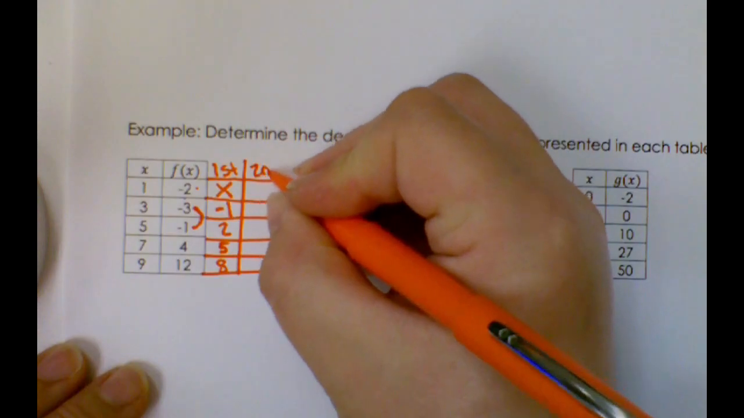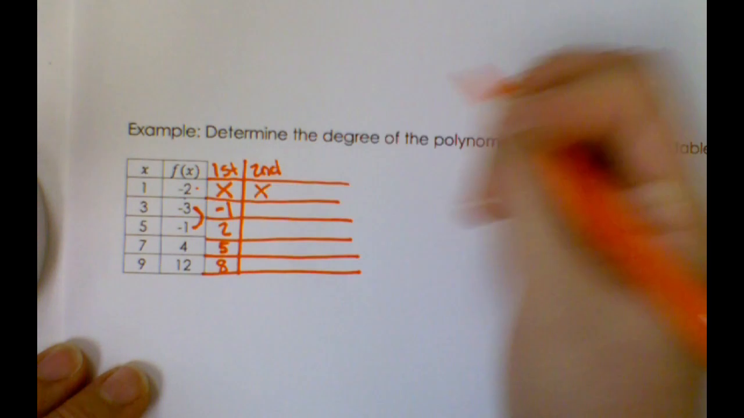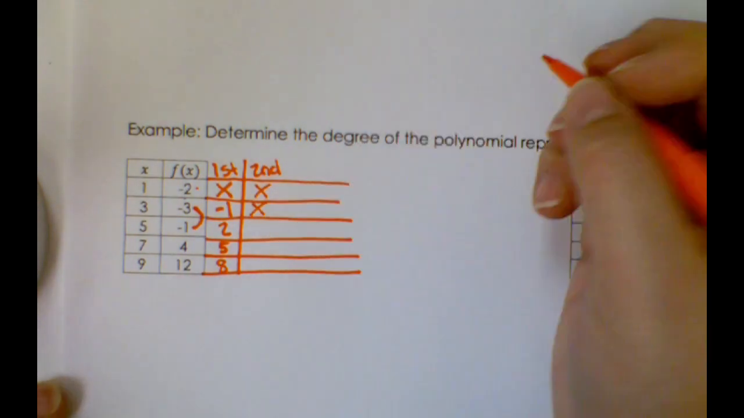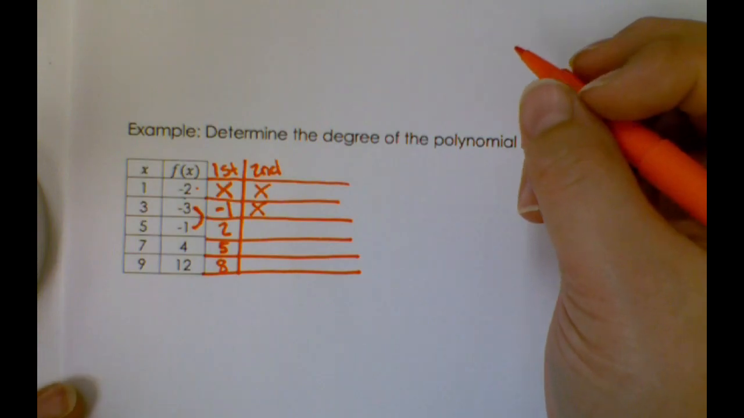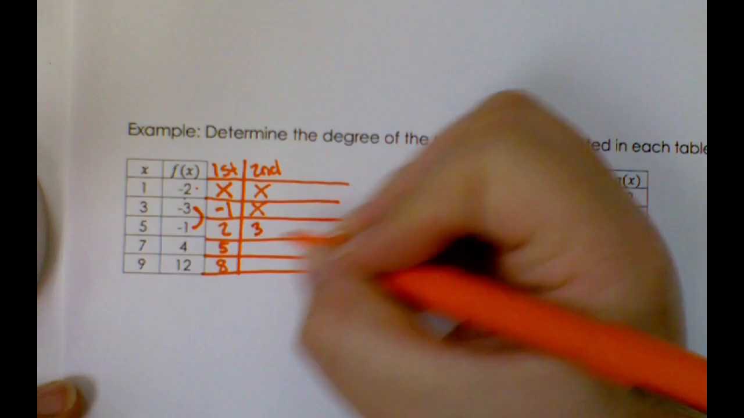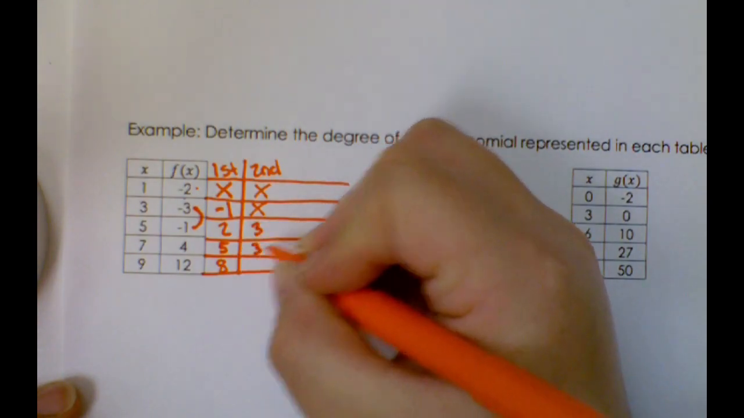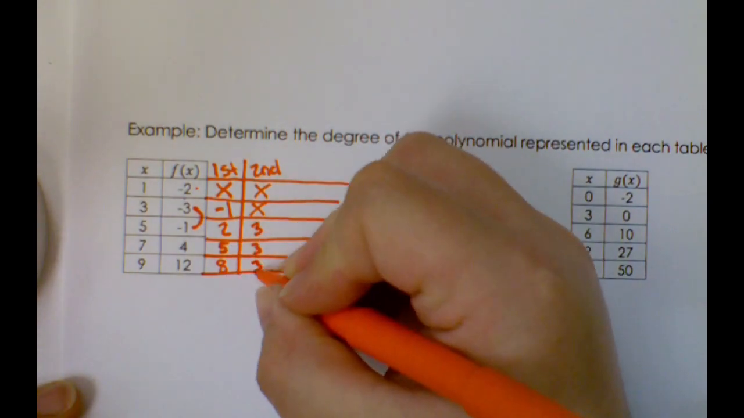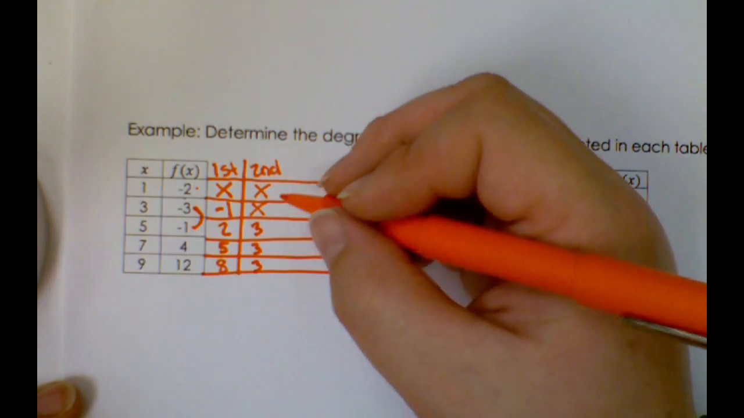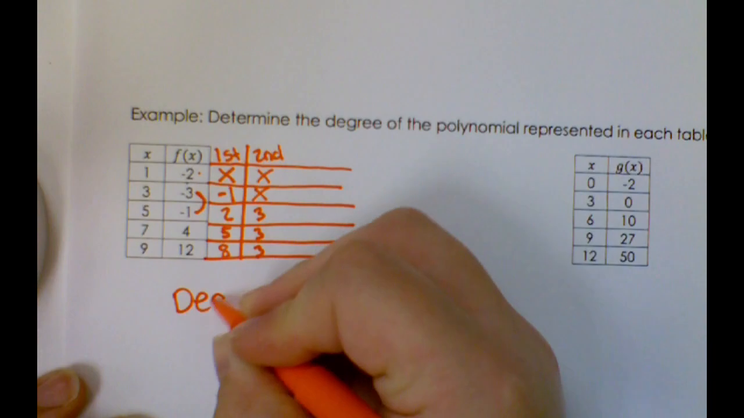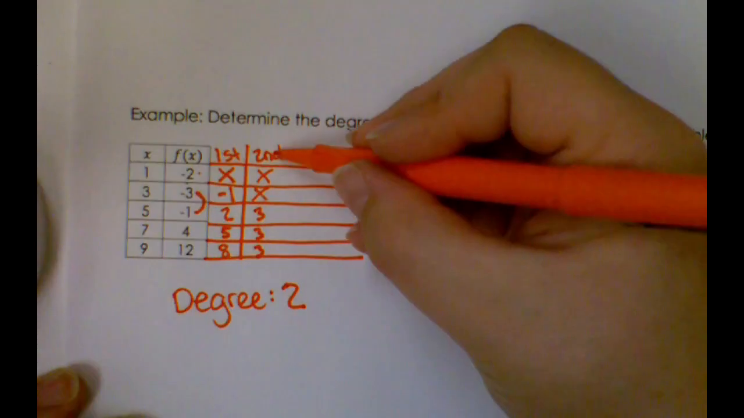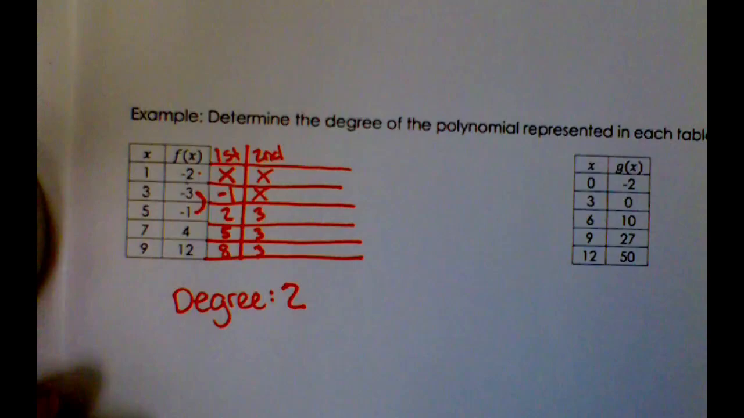So then I do my second differences. Well, if I didn't have a first difference there, I can't have it. There's nothing to compare here, so I now have 2 boxes with x's. 2 minus -1 is 3. 5 minus 2 is 3. 8 minus 5 is 3. Those are all the same number. My second differences are a constant. That means the degree of this polynomial is 2. Second differences, degree is 2.